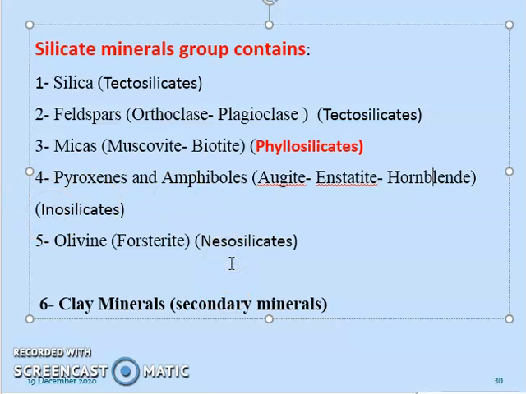Now in this section I will discuss and explain clay minerals, which are classified as secondary minerals. They are formed from mica minerals, phyllosilicate, after some reconstruction and some chemical composition transformation.